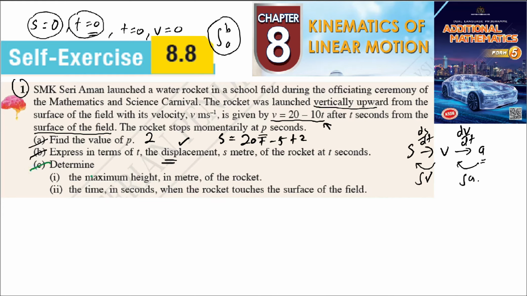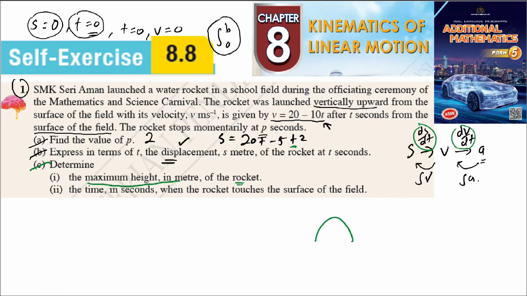Part C, determine the maximum height in meters of the rocket. What does it mean by differentiation? It means you are finding the gradient. Here we have 20t minus 5t square. This is a quadratic graph with t square negative, so it's something like this.